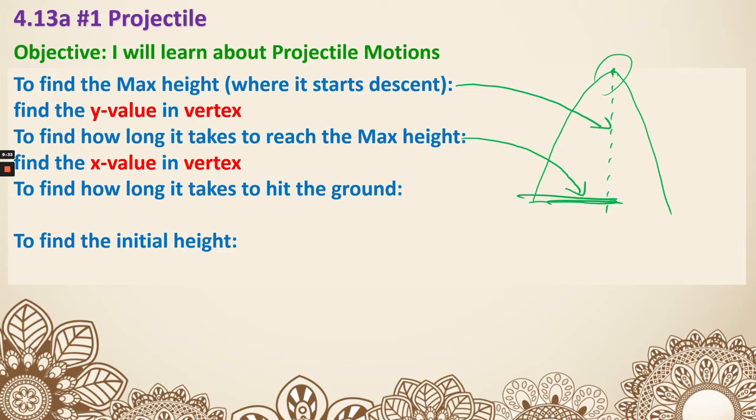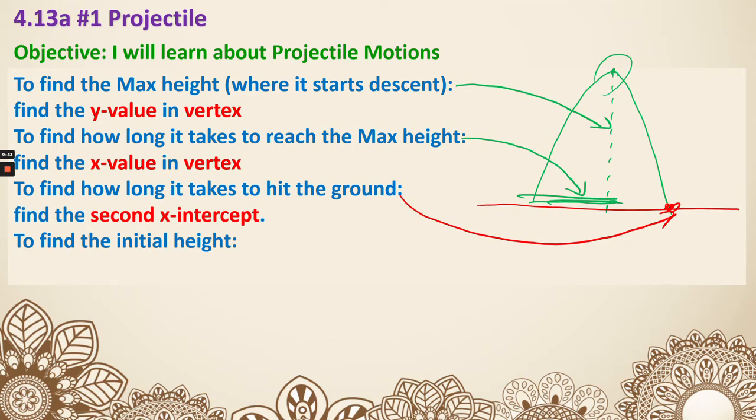To find how long it takes to hit the ground, in this case, hitting the ground is going to be right here. So that is looking for the time right there. So you are actually looking for the second x-intercept, or the x-intercept that is more on the right. Lastly, find initial height. Let's say you give it a graph. Let's say this is our graph. Initial height, the c would be right here.